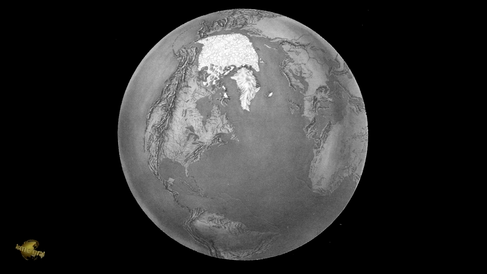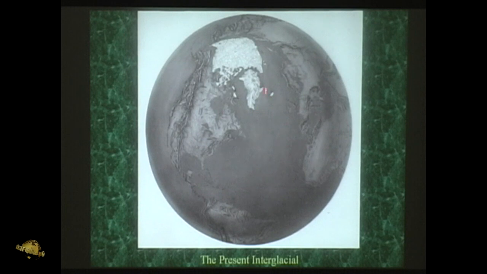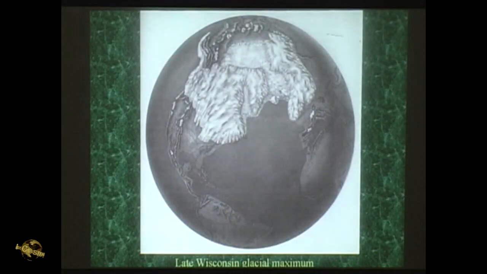This little graph here, as it's entitled, the present interglacial. And you can see here there's Greenland, Hudson Bay, there's Florida down there. So this is the way we look now, interglacial. Back up that clock 13,000 years ago to the beginning of the age of Leo, and it looked like that.